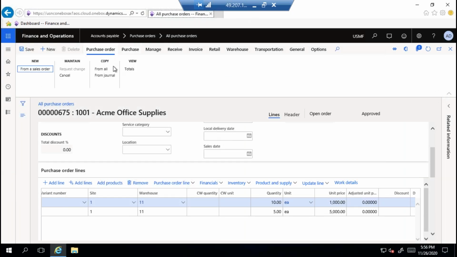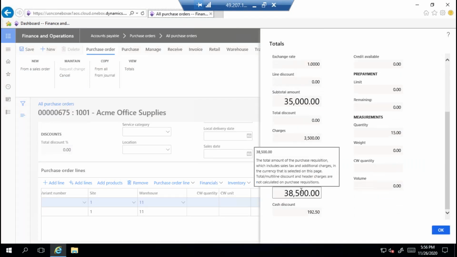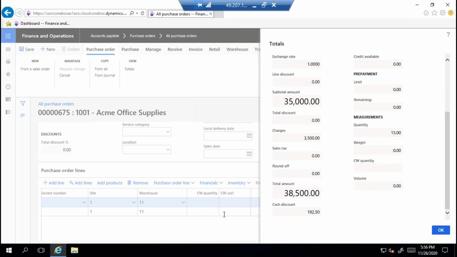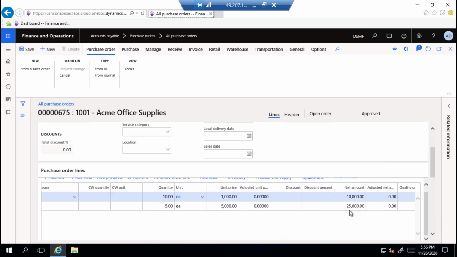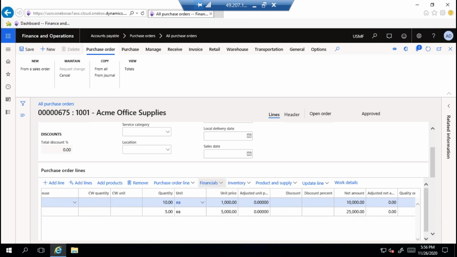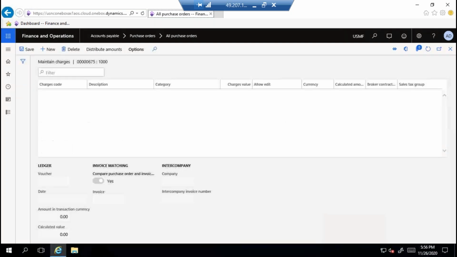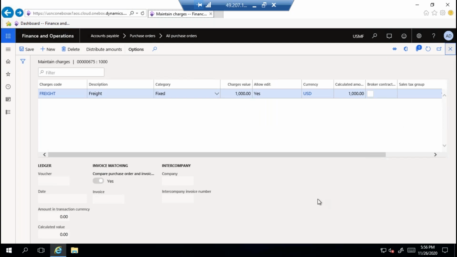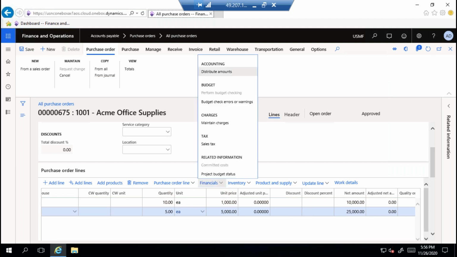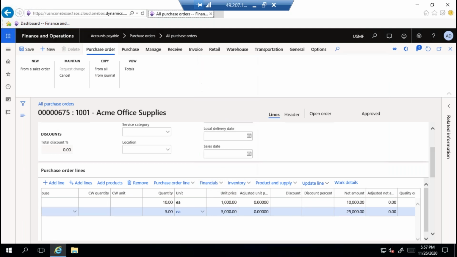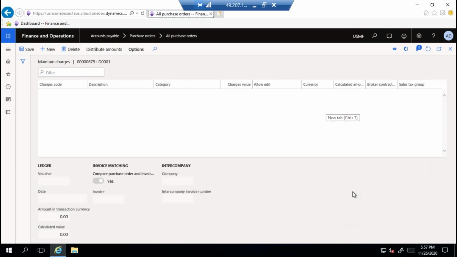Now if you verify the total charges, there is no change, because this is the total amount only. But it will be updated in two different lines. The first line is 10,000, based on the net amount. For 10,000, it is 1,000 charges. For 25,000, it is 2,500. So $3,500 is distributed based on the net amount.